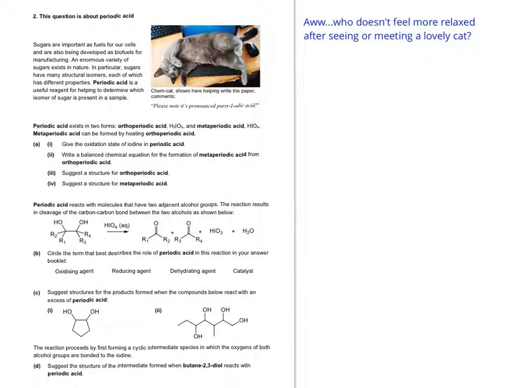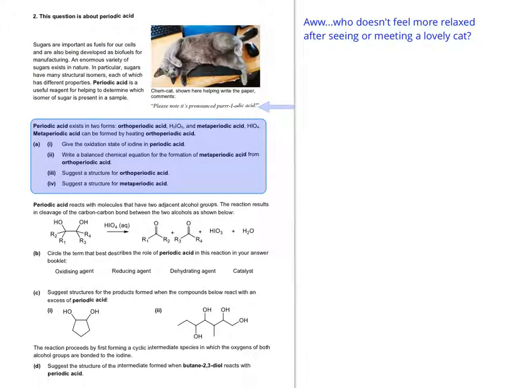So obviously the first thing that grabs your attention is the picture of a lovely grey cat. And we're human beings, so who can't feel a little bit more relaxed and happy in the presence of such a lovely creature? In the question, you'll see that the very first part has a paragraph that introduces sugars. The context is the use of periodic acid as a reagent for helping to determine which isomer of a sugar is present in a sample.